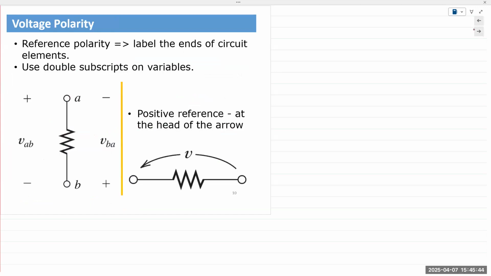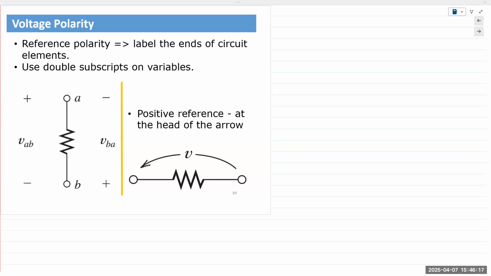Now, when it comes to voltage and current, again, we're talking about charges being separated between two points and current moving from one point to another, right? So we use specific notations to refer to voltages and currents. The most common one is a two subscript notation. Voltage is the difference in electric potential between any two points in a circuit.